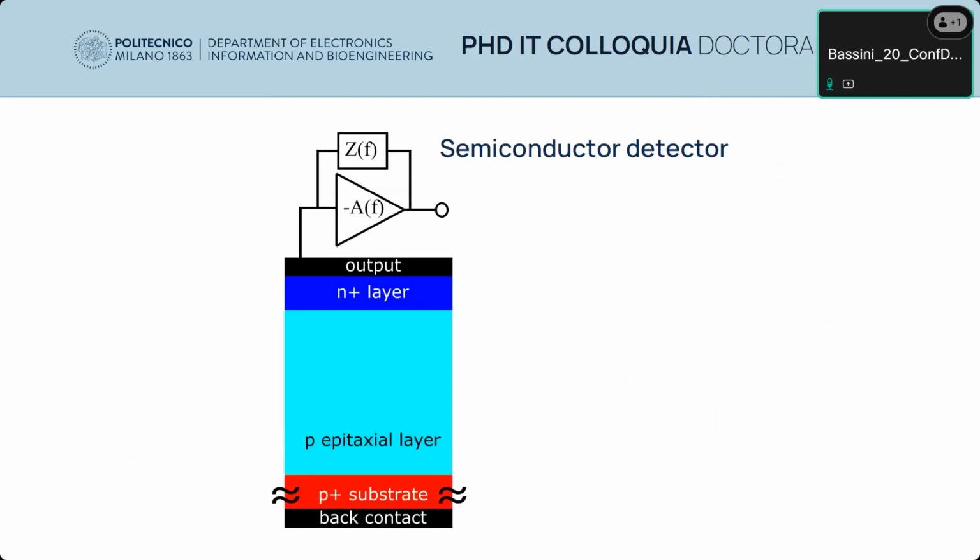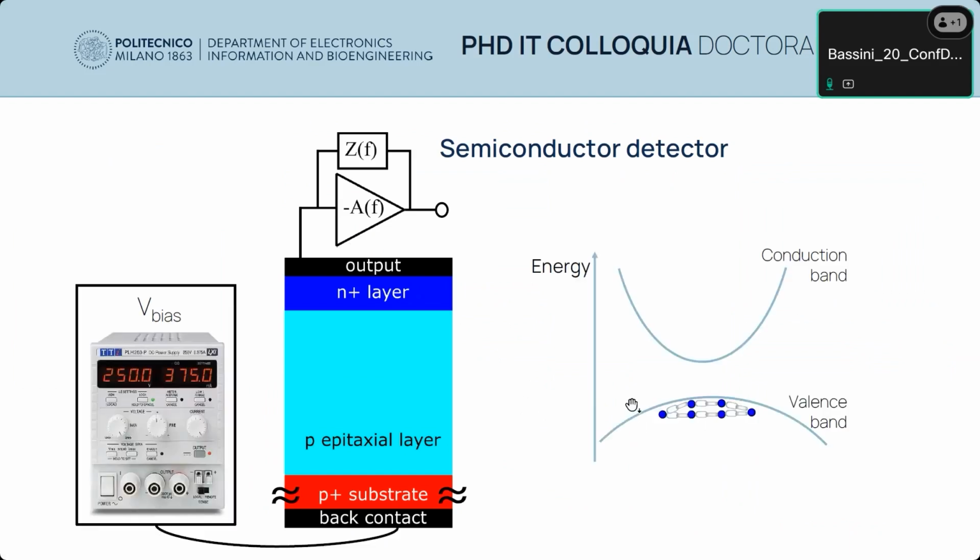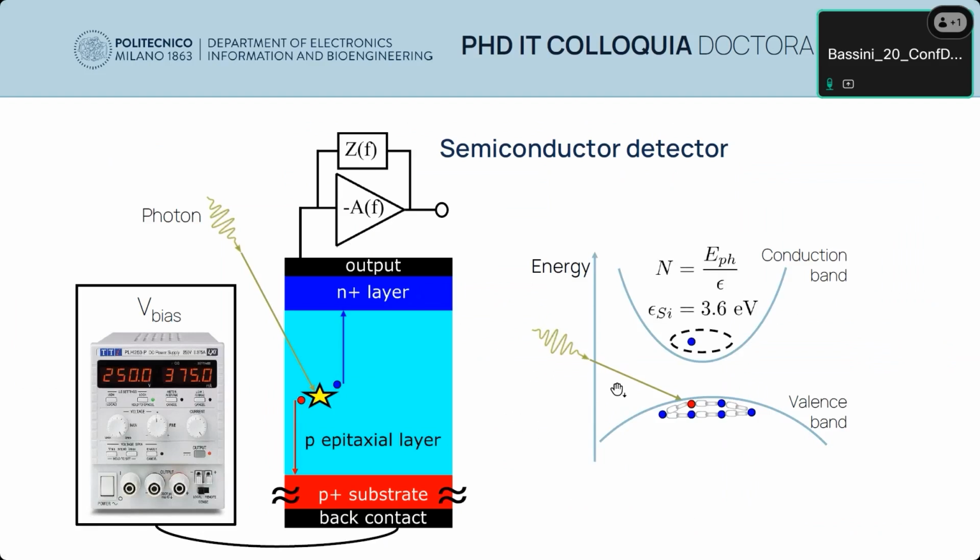They are made of semiconductors: a thick substrate with a thin epitaxial layer and N and P doping layers to create the PN junction. When the reverse bias voltage is applied, the conduction band is depleted, and when a photon arrives in the epitaxial layer, it creates electron-hole pairs, and the amount of charge is proportional to the photon energy. This is the basic principle of operation.